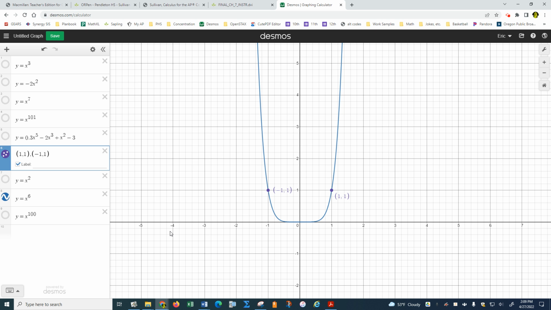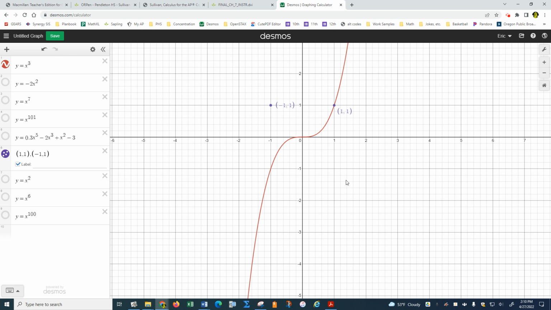Now let's look at the odd powers. If I do x cubed, there's my x cubed graph. It goes through the point 1, 1 and the point -1, -1, right? Well, what about x to the 7th? It's going to do the same kind of thing, only it's just more squared off, right? The base gets more squared off.